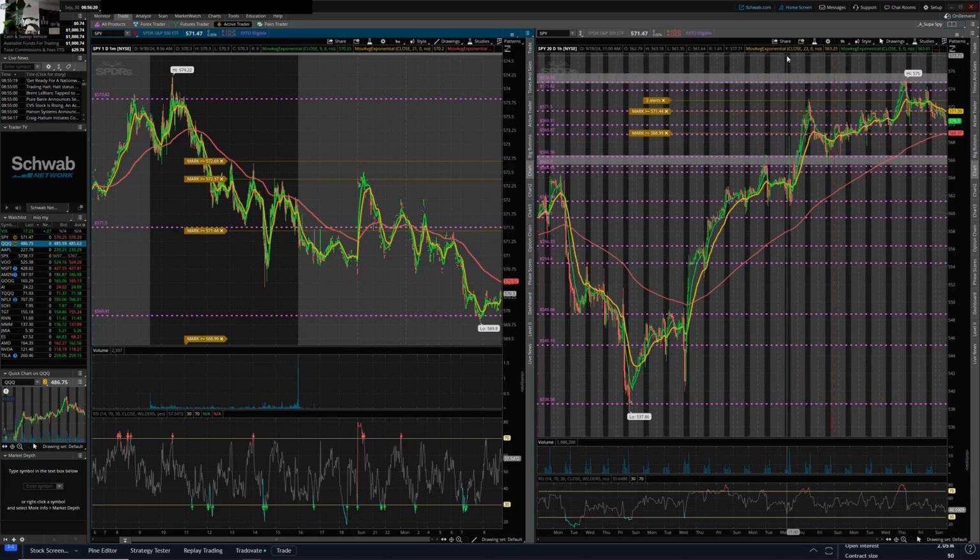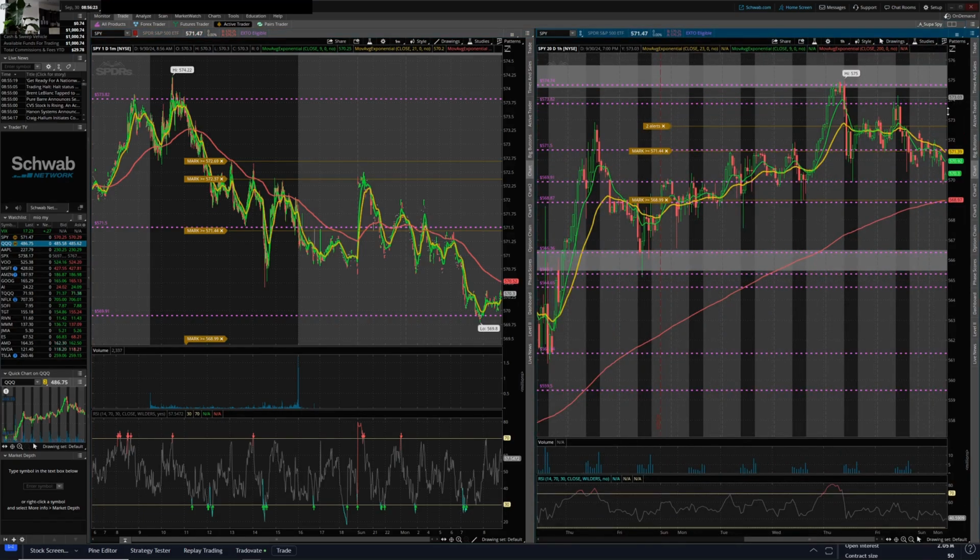But yeah, keep your eyes open, guys. There are some good trades out here this morning. We just need to figure out which direction this thing is going to go. Like I said, if we're going up, I'm looking at that 572. If we're going down, I'm looking at that 569. That's about a $4 range right there. And we shall see what happens.